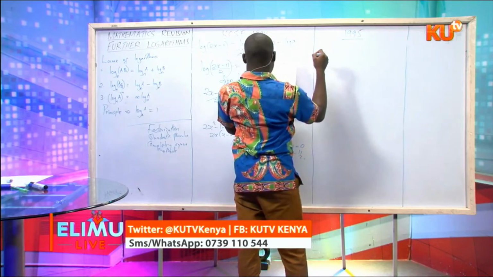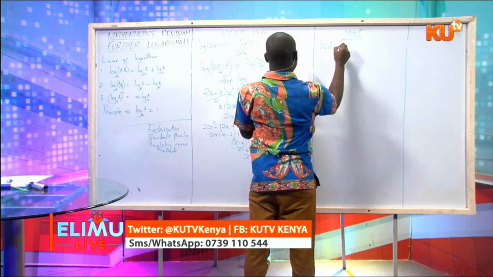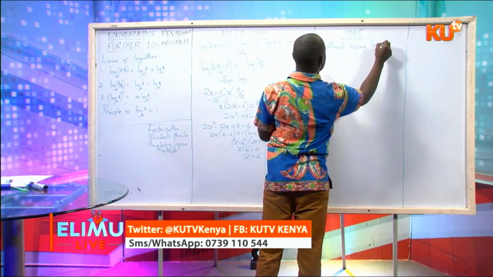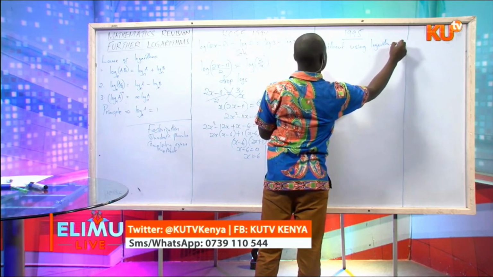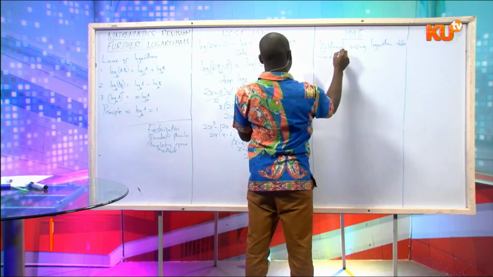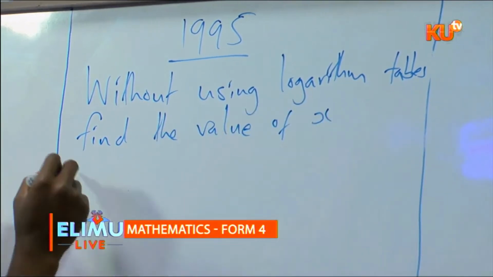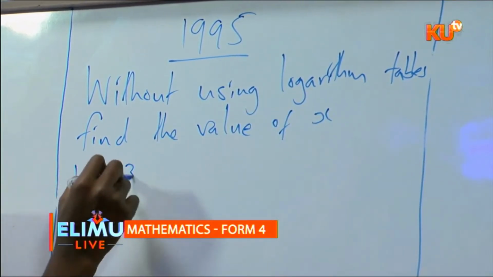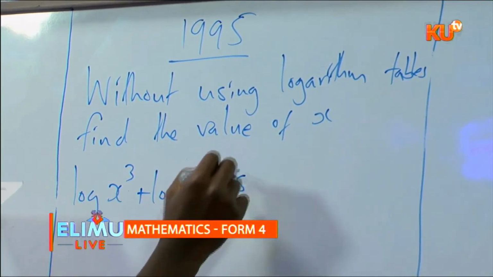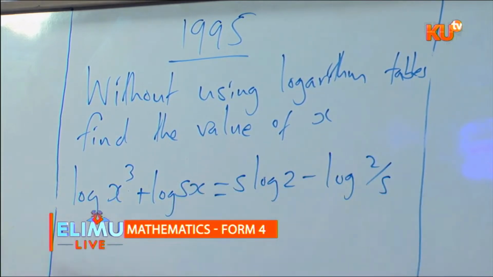1995. Now you are told to, without using logarithm tables, find the value of x in log x cubed plus log 5x equal to 5 log 2 less log 2 over 5.